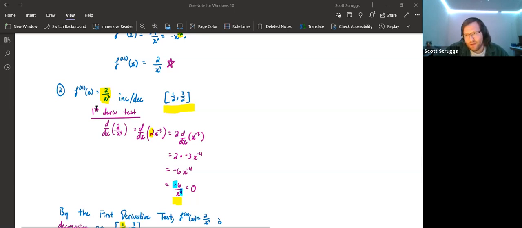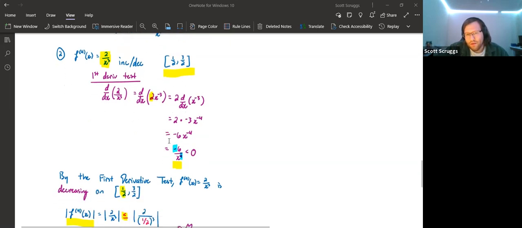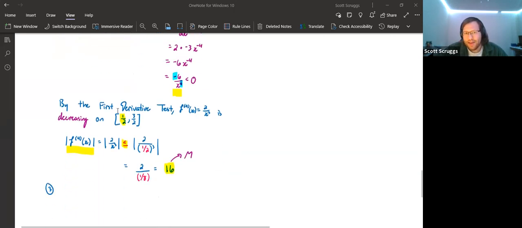Remember, the goal is to find a candidate for M. Once you know the M plus 1 derivative, check if it is increasing or decreasing, which means you will typically use the first derivative test. Check if that derivative is positive or negative. Here we determined that it is decreasing, which means I will get the largest value if I plug in the left endpoint.